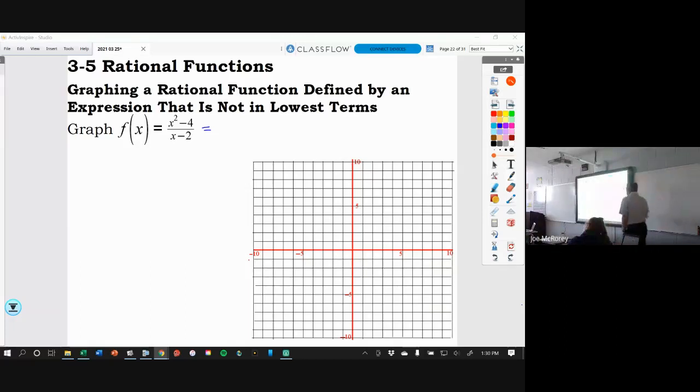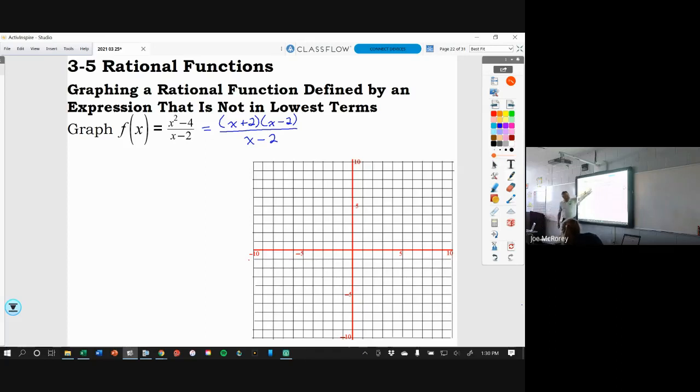Okay, so the numerator is going to be x plus 2 times x minus 2. And the bottom, x minus 2, does not factor. Okay, now we've got to be real careful with what we're about to do.